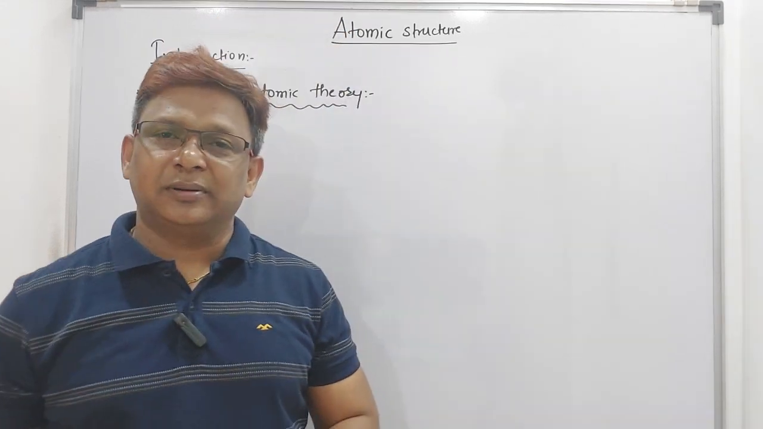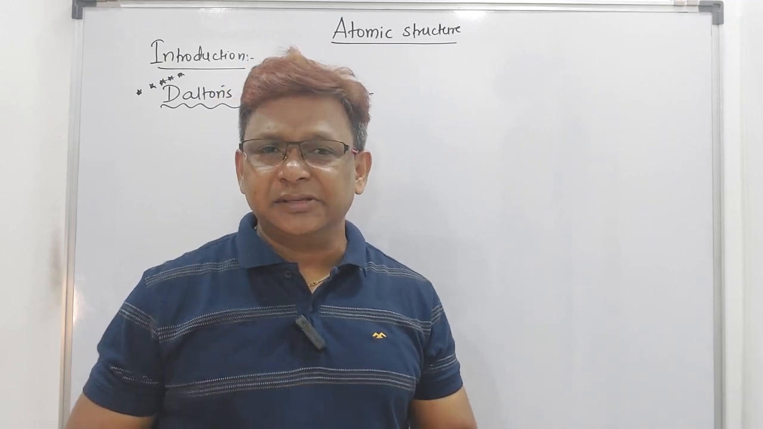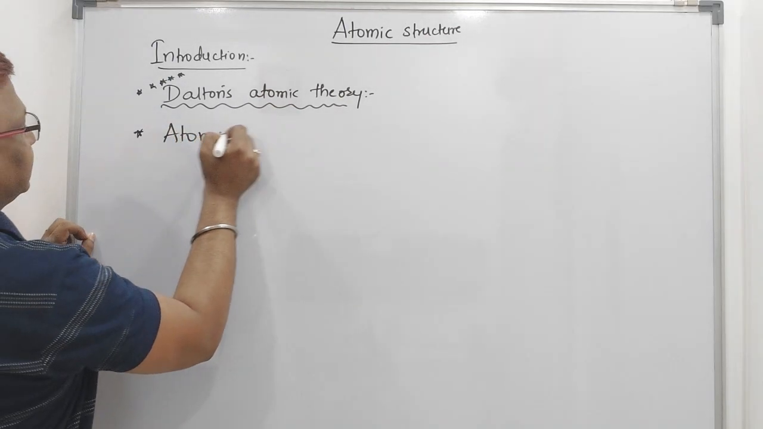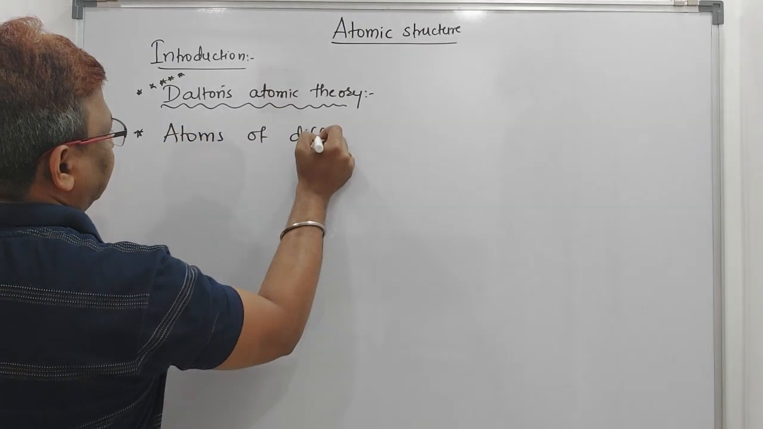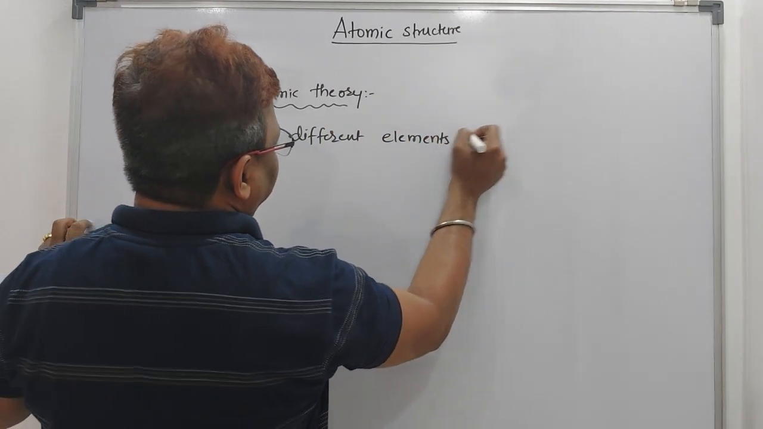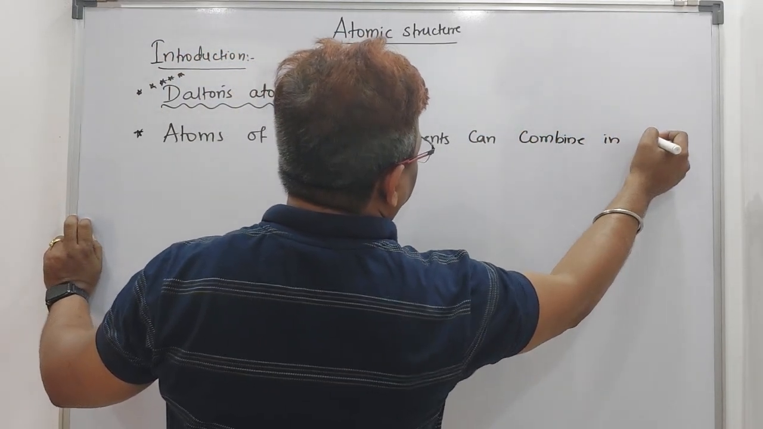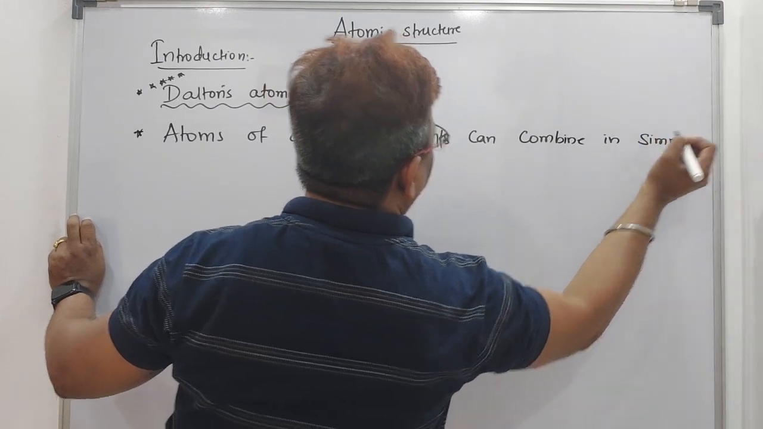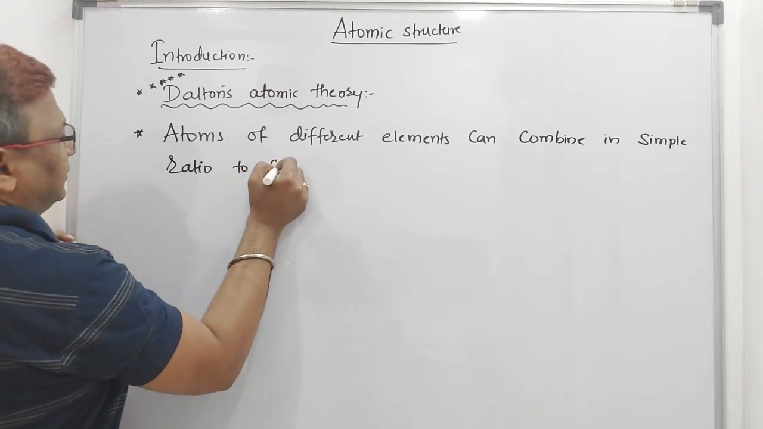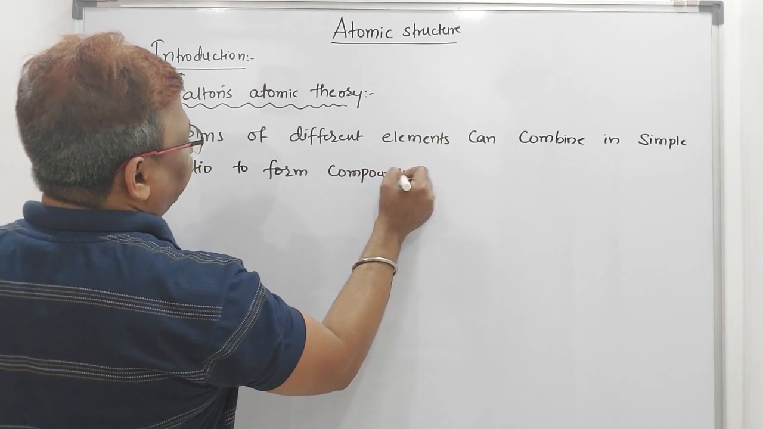But the next important postulate of Dalton's atomic theory says that atoms of different elements can combine in a simple ratio to form compounds. You can see here, brother, atoms of different elements.